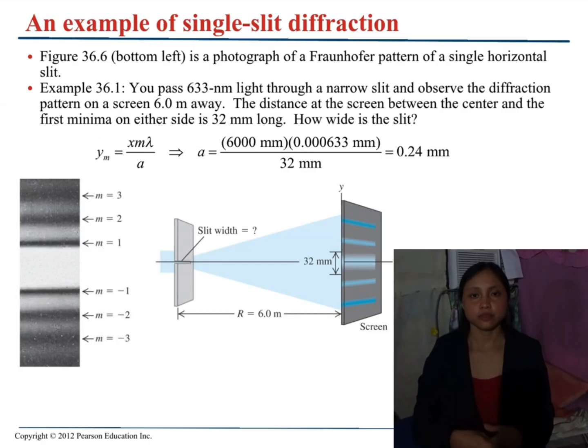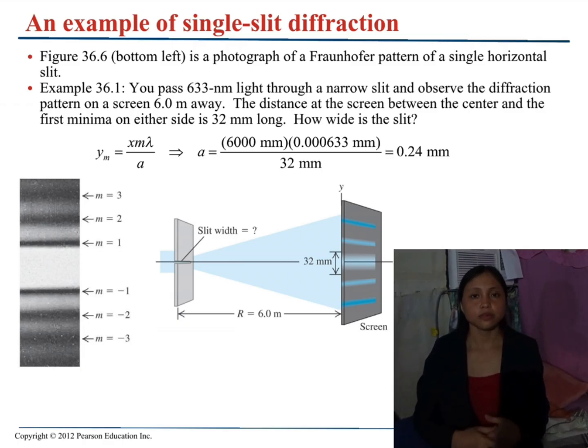In this example, 633 nanometer light passes through a narrow slit. The diffraction pattern is observed on a screen located 6 meters away. The distance between the central maximum and the first minimum is measured. Using the diffraction equation, we can calculate the width of the slit.